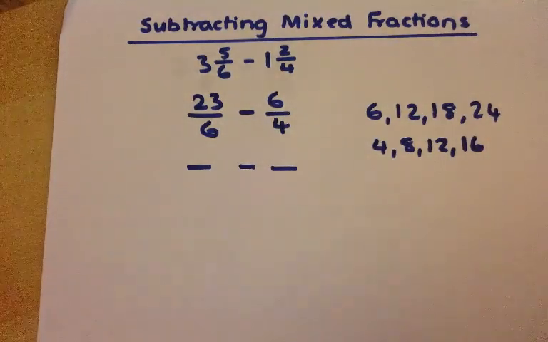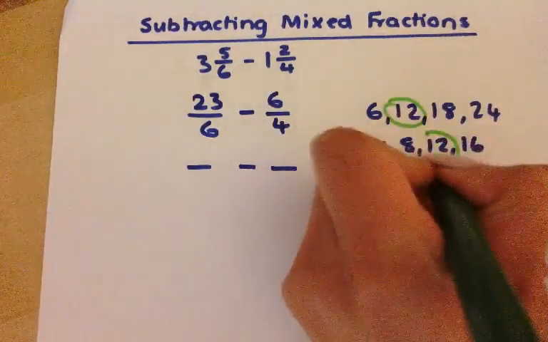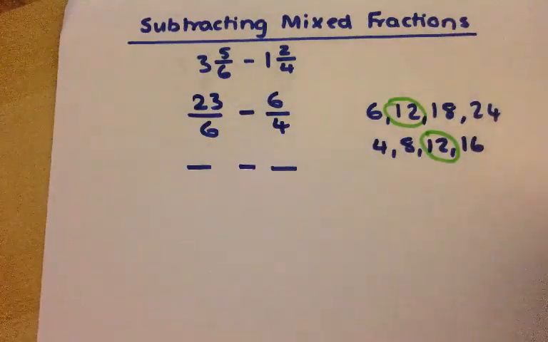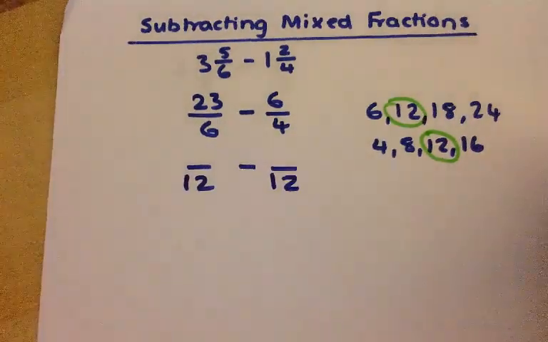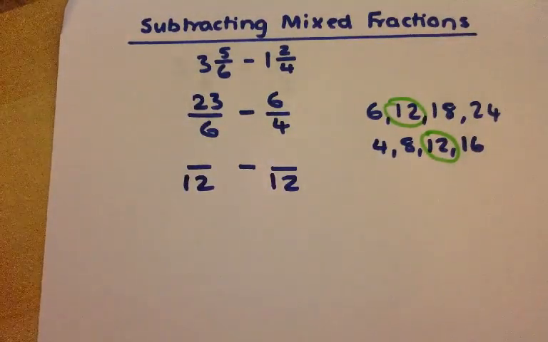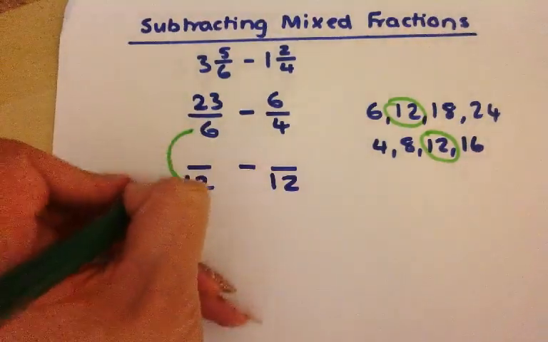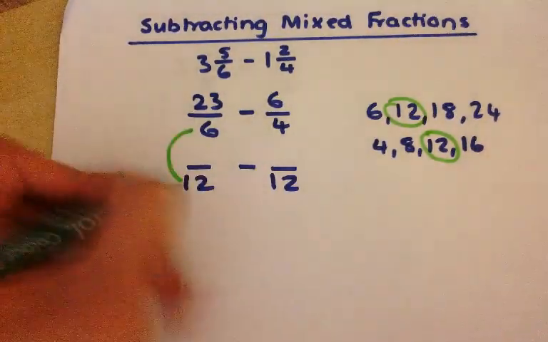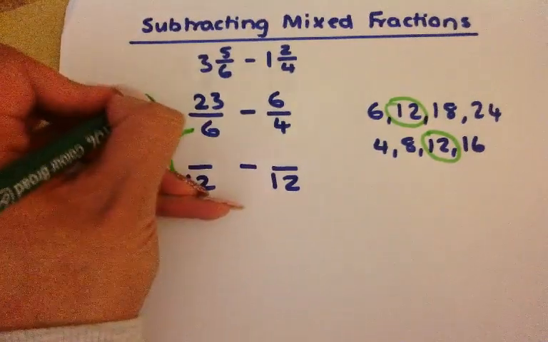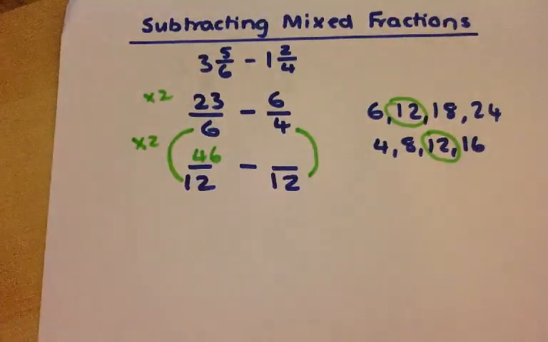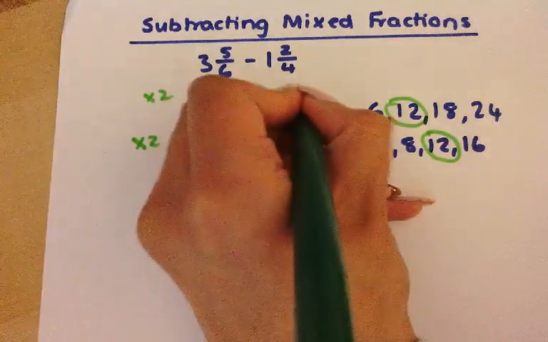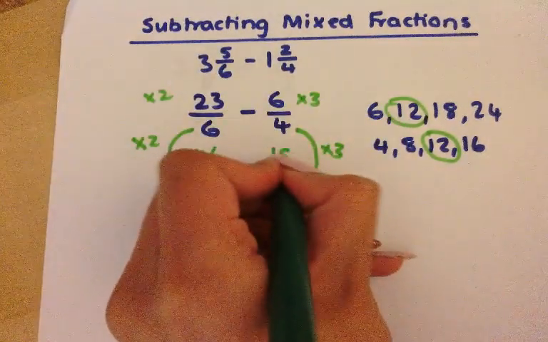So we can see here that actually 12 is the lowest common multiple, so I'm going to use that as my common denominator. It's better to use 12 than 24 because the numbers that you are dealing with will be smaller. So how do I get from 6 to 12? Times by 2, times the top by 2, so that's 46. How do I get from 4 to 12? Times by 3, same to the top, that's 18.